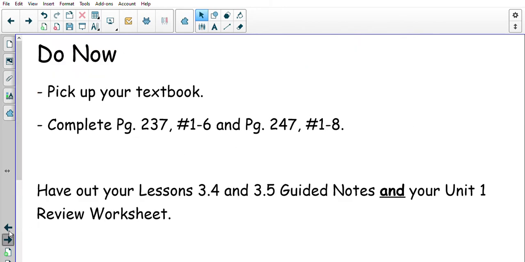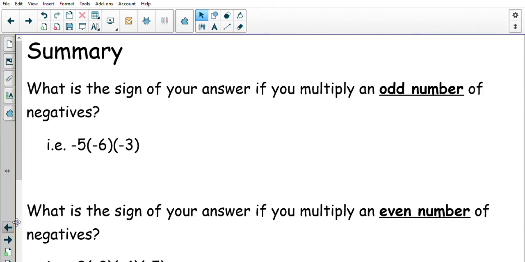All right, let's talk a little bit about multiplying 3 or more integers. So the summary here says, what is the sign of your answer if you multiply an odd number of negatives? And this is not in your guided notes. I want us to take a look at this problem. So I have 3 negative numbers in this problem. And I'm going to tell you that the sign of your answer is going to be dependent on how many negative numbers you have. So let's work through this.